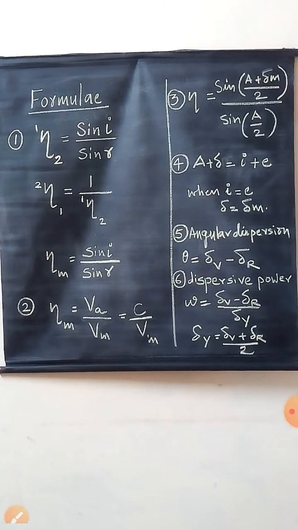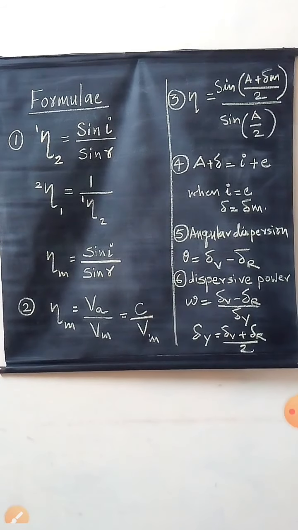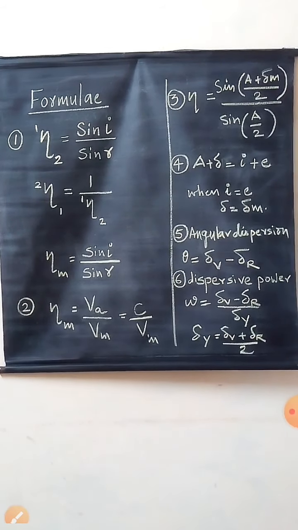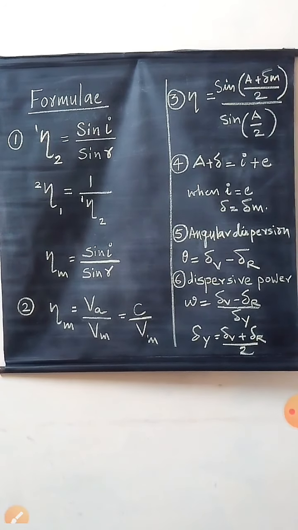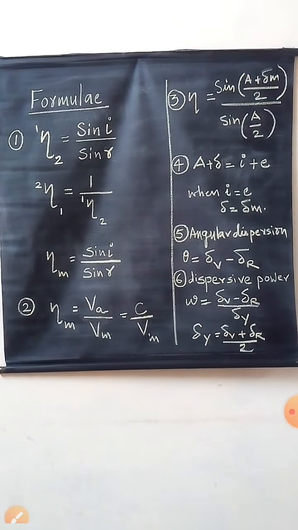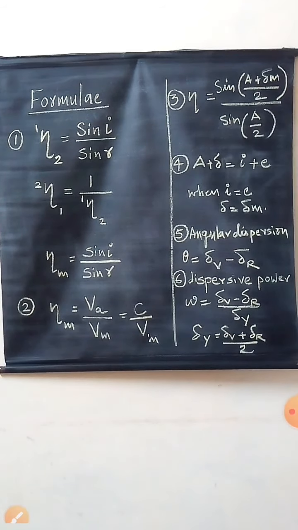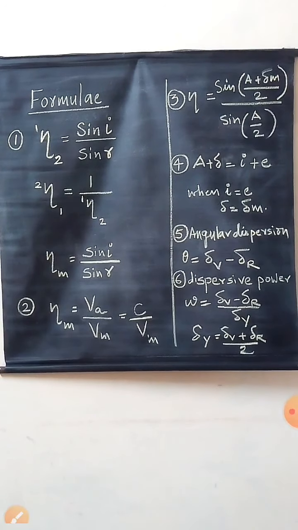See formula number 2. It is again refractive index of a medium, and this formula gives us the refractive index in terms of velocity of light. So refractive index of a medium eta M is equal to velocity of light in air to velocity of light in the medium. Now velocity of light in air is many times denoted by letter C. So we can write down this formula as equal to C upon velocity of light in the medium. Now we all know that the velocity of light in air is 3 into 10 raised to 8 meters per second.